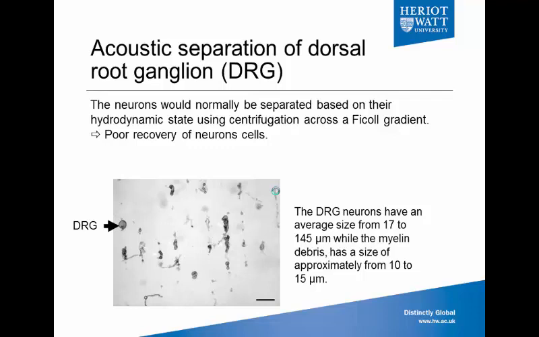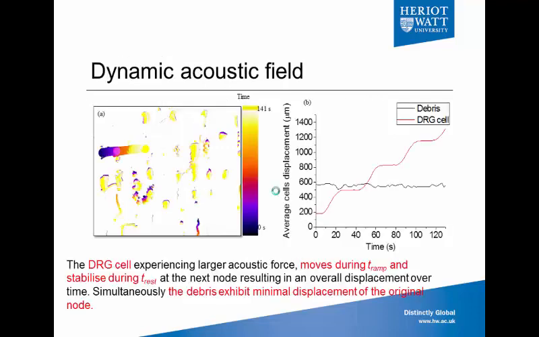So we were interested in whether, by using our dynamic acoustic field, we could achieve a better recovery. What you can see is that when we put in the heterogeneous cell soup, if I can call it that, all the cells, the DRG, the neuron cells and all the debris, align within the field. When we start shifting the field, you can see that the neurons move with the field, while the rest of the cells, the debris, the myelin cells, stay in their initial position.